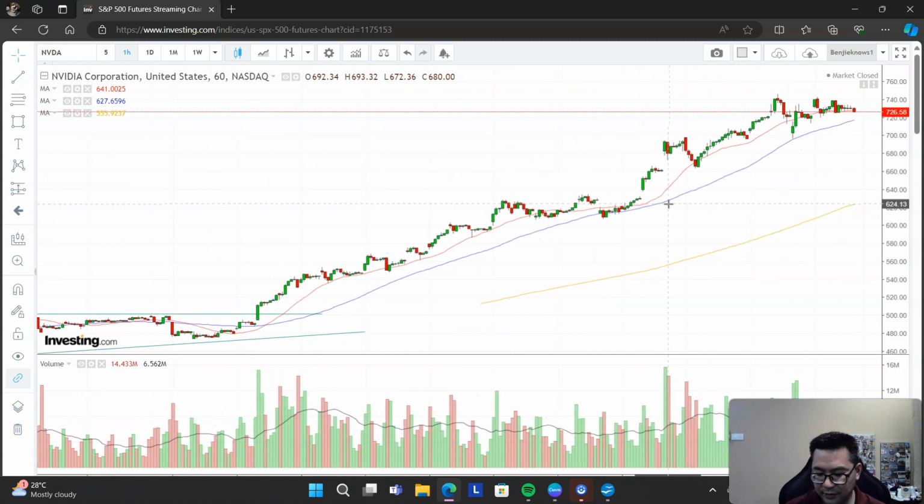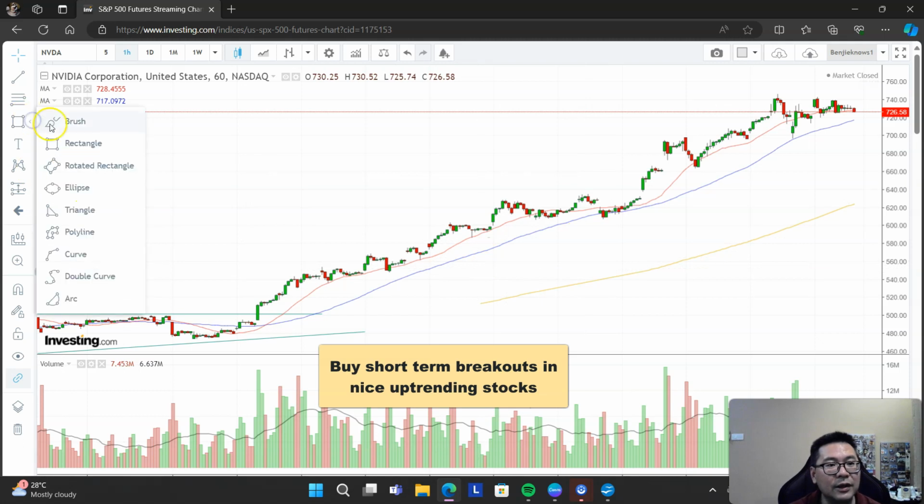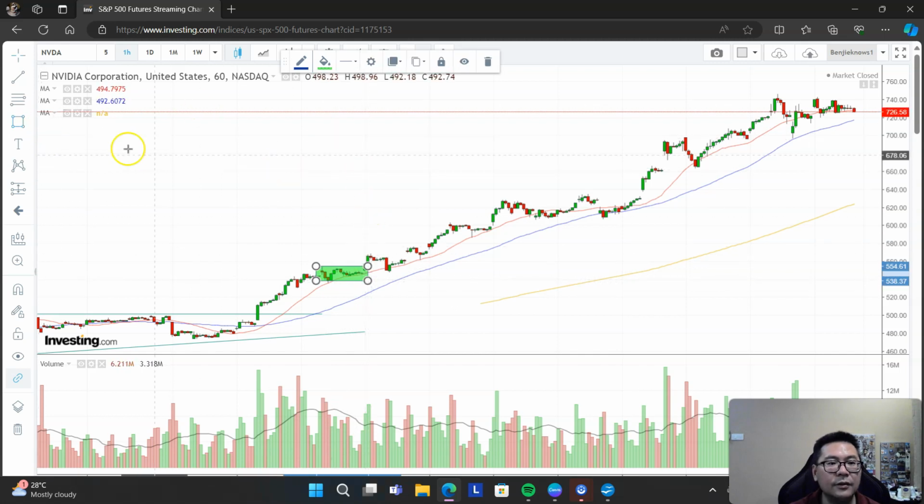Now, the last lesson we can learn is when a stock is in a short-term uptrend, you want to buy short-term breakouts. What are short-term breakouts? So we have identified this bullish cross. Stock is trending up. You can actually look for sideways trading. For example, here, this is also sideways trading. You can buy the breakout above the consolidation.